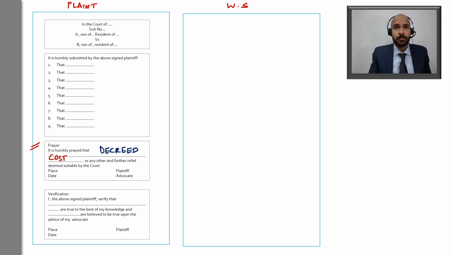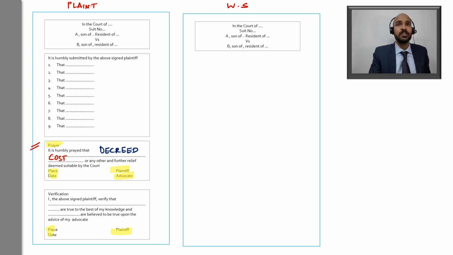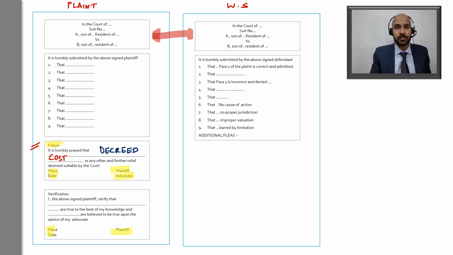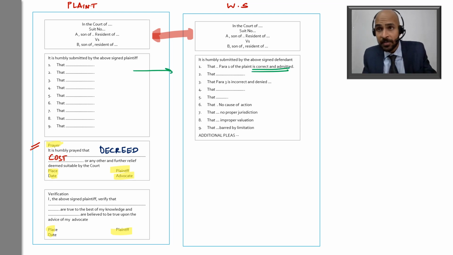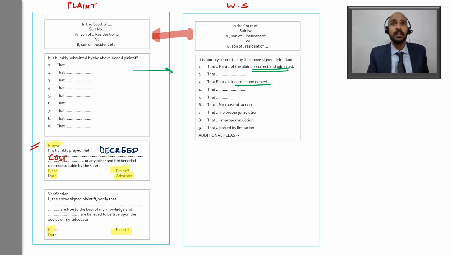Like I said, you should pay careful heed to the fact that in the prayer, you have both the plaintiff and the advocate, apart from the date and place, whereas in the verification, it's only the plaintiff. In response to this in the WS, you can see that this part is very similar because it is in the same court. When you look at the second part of it, the facts here are either admitted as being correct or they are denied. And like I said, the denial should not be evasive. You also deny points like there's no cause of action, no jurisdiction, and all of these. In addition, if you want, you can also have the additional pleas here.